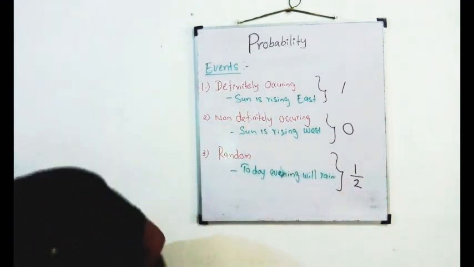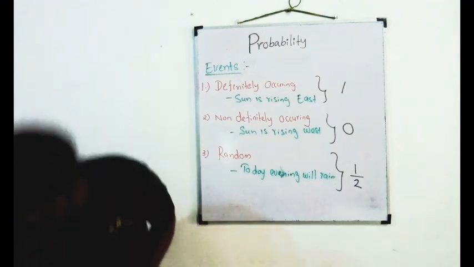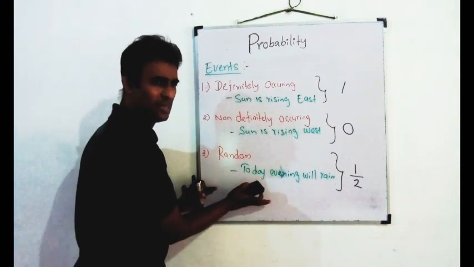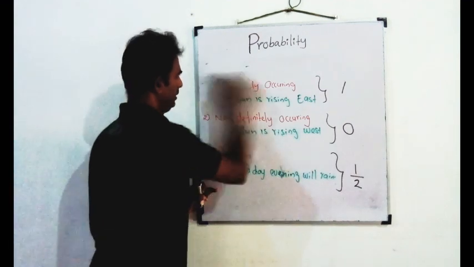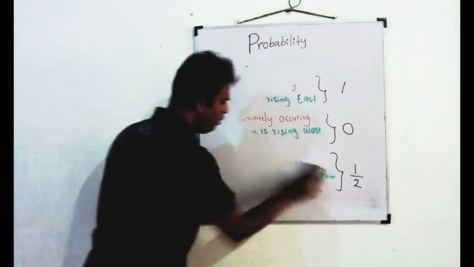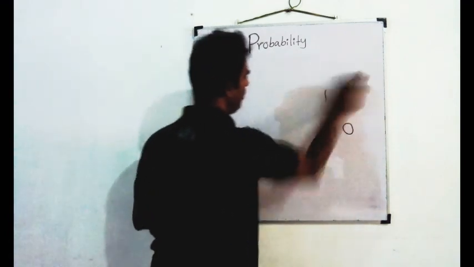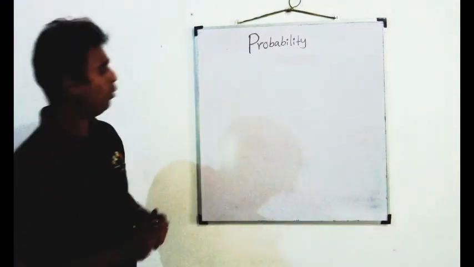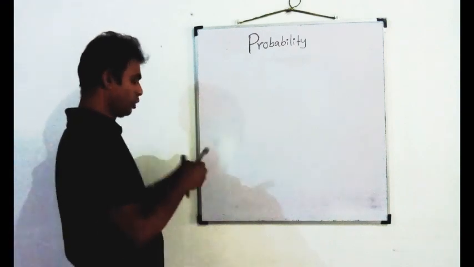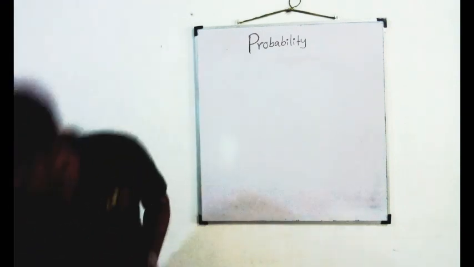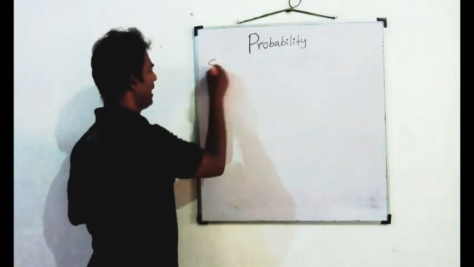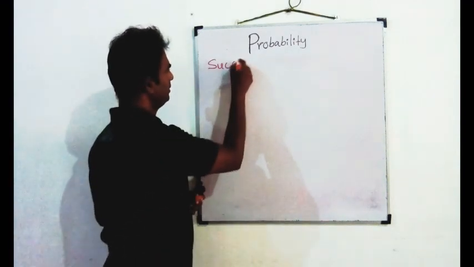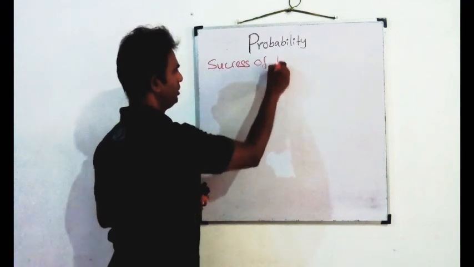Right. Now we are going to study another thing. I think you understand the simple things of probability. Now you know that there are different types of events in the surroundings. Now we are going to study the subtopic, success fraction. Right? Success fraction.